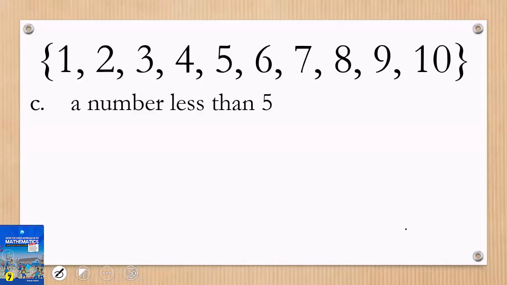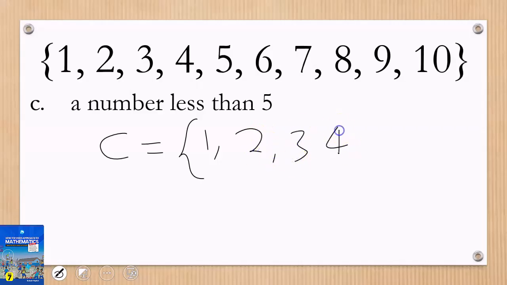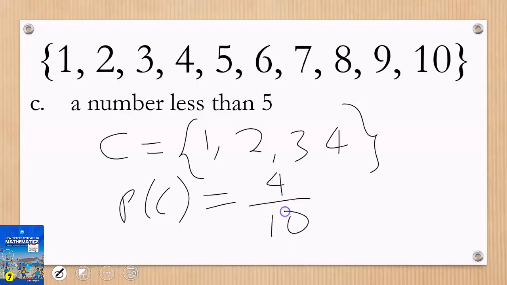Okay, let's look at it from here. What about the probability of getting a number less than 5? Let's define that event as C, and less than 5 means you have 1, 2, 3, 4. These are the numbers that are less than 5. So the probability of picking C, a number less than 5, becomes 4 out of 10, which gives us 2 on 5. I hope you are making progress in this.